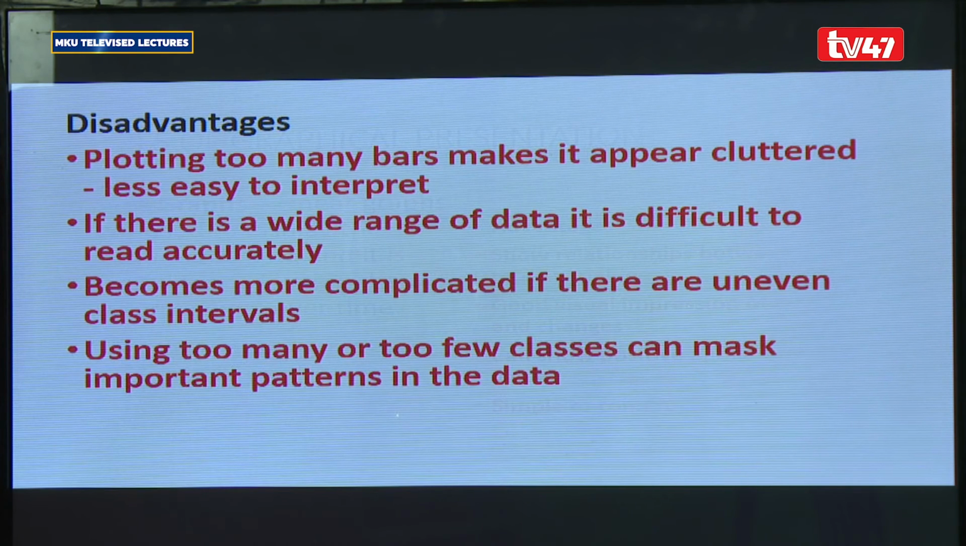So what are the disadvantages? Plotting too many bars may make it appear cluttered. So you can only present one piece of information at a time. There is also a wide range of data that is difficult to read accurately. When you have a lot of data, you may not be able to present it graphically because it's going to be difficult to read. It becomes more complicated or uneven where you have uneven class intervals. And at times, when you have too many classes or too much data and many patterns, it may not be possible to use the line graph.